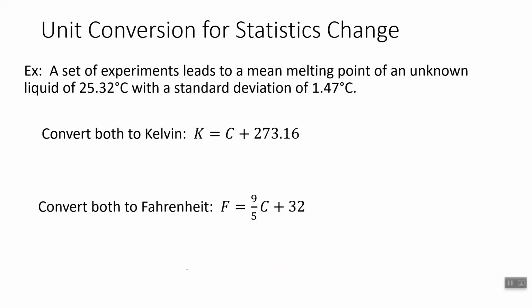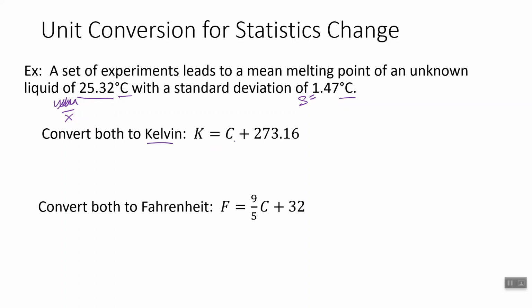All right, so let's take a look. So a set of experiments leads to a mean melting point of an unknown liquid at 25.32. So that's our mean. If we wanted to, we could also call this x bar. It would work too for a sample. Let's just go ahead and call it a sample, x bar. Our standard deviation S would be 1.47. And these are both in degrees Celsius. And we want to convert to Kelvin.